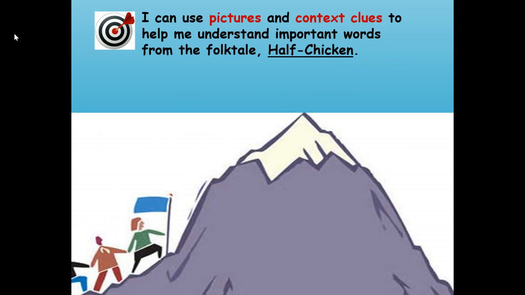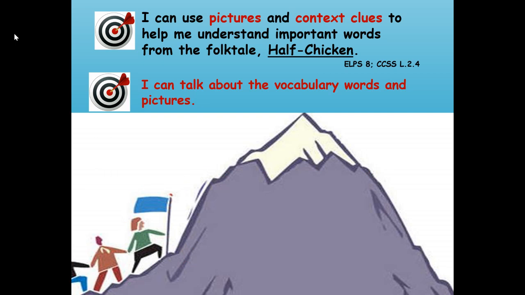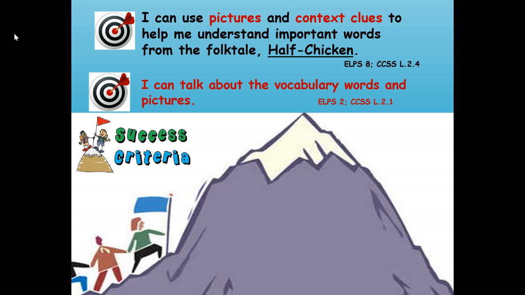So here's your learning target. I can use pictures and context clues to help me understand important words from the folktale Half Chicken. And here's your next learning target. I can talk about the vocabulary words and pictures. Success criteria. That means how will you know you're successful at reaching your learning targets? The learning targets of being able to use pictures and context clues to understand important words from the folktale, and the other learning target, talking about the vocabulary words and pictures.